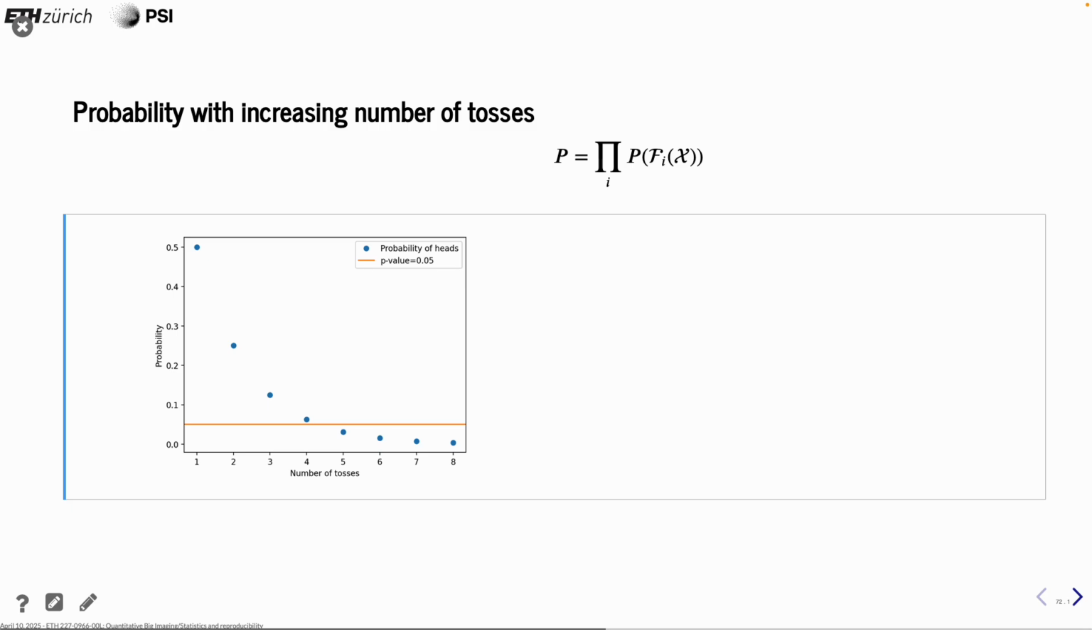And as we can see here, we can increase our number of tosses. We have again this product series, and we can see that it goes down, down, down, and then at some point we have the p-value of 0.05. And that is our tipping point where we decide to reject the null hypothesis.